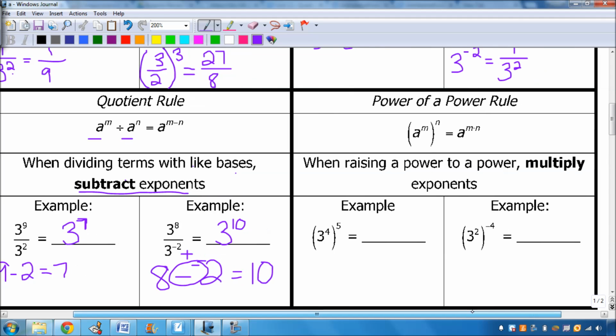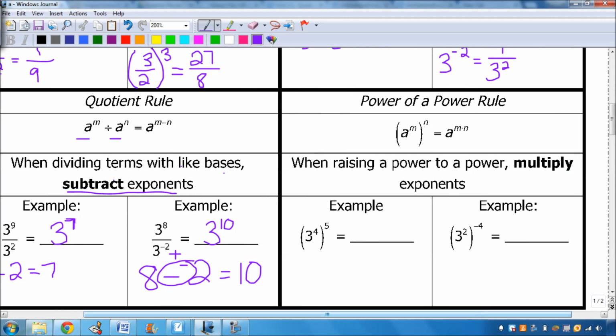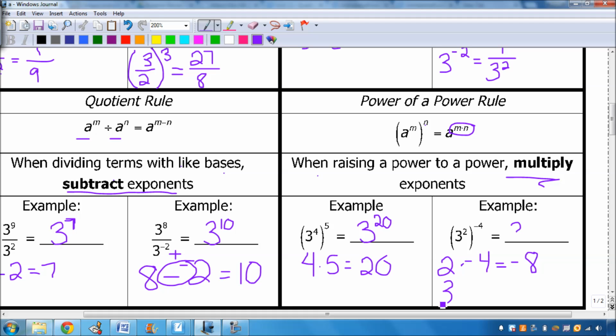And then the last rule says that when you raise a power to a power, you need to multiply the exponents. So (a to the mth power) to the nth power, you just multiply those exponents together. So here you're going to do 4 times 5, which is 20. Your base, remember, stays the same, so it's 3 to the 20th power. And then this one, you're going to do 2 times negative 4, which is negative 8. So you get 3 to the negative 8th power.